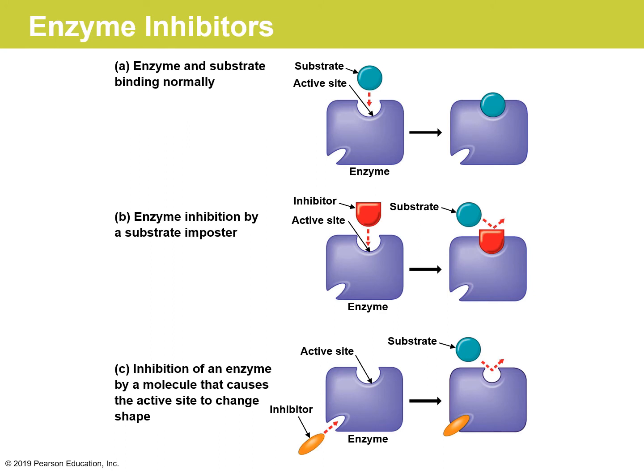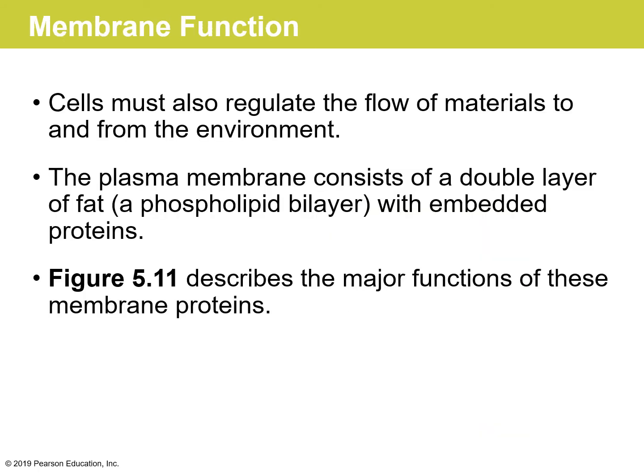This figure shows how enzyme inhibitors stop metabolic reactions by not letting the enzymes work. Plasma membrane function. Remember, we learned that cells are separated from their external environment because of the presence of a plasma membrane or a cell membrane, and the cell membrane is made up of a phospholipid bilayer. That means two layers of fat that has proteins embedded in it.